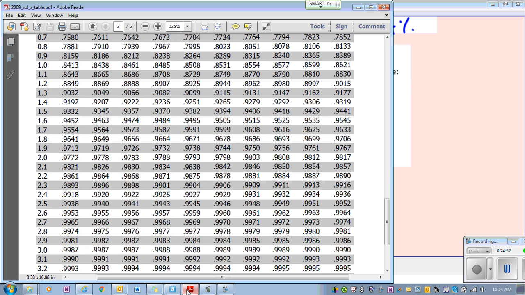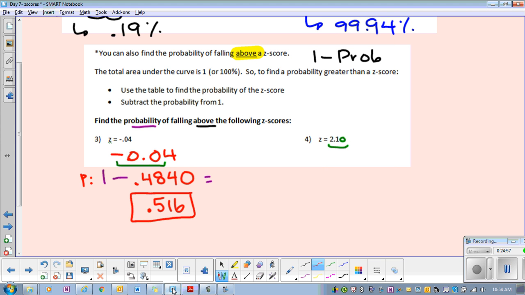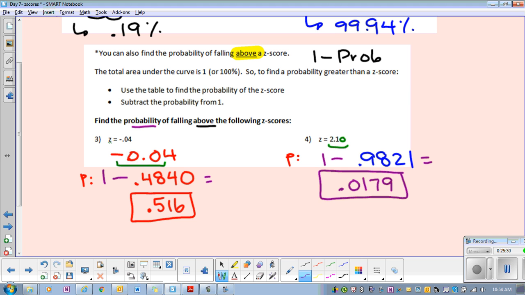2.1 here, 0.9821, right? But since it said above, what do you have to do? Yeah, subtract it from 1. So 1 minus 0.9821 gives me what? So it's 0.0179. Good. And that's it with those.